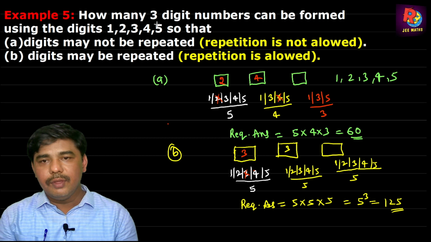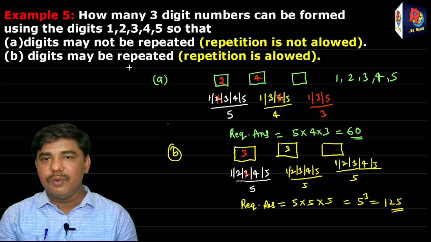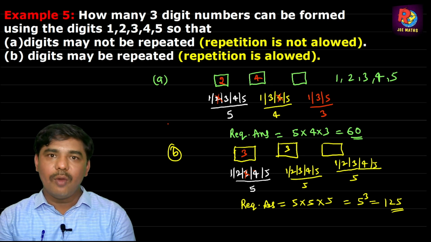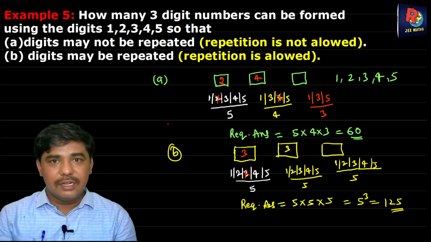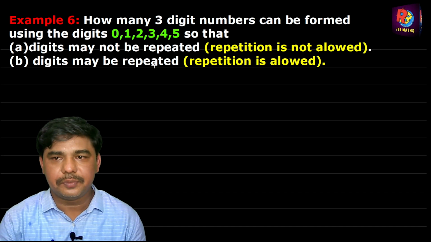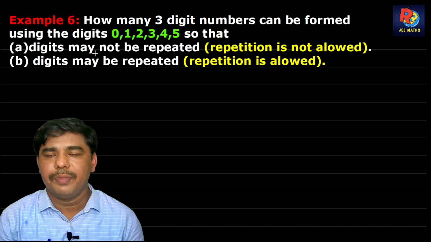So here the digits are 1, 2, 3, 4, 5, there is no 0. If 0 is there, then how are we going to find that out? That one I will discuss next. You can see this here, in example 6.